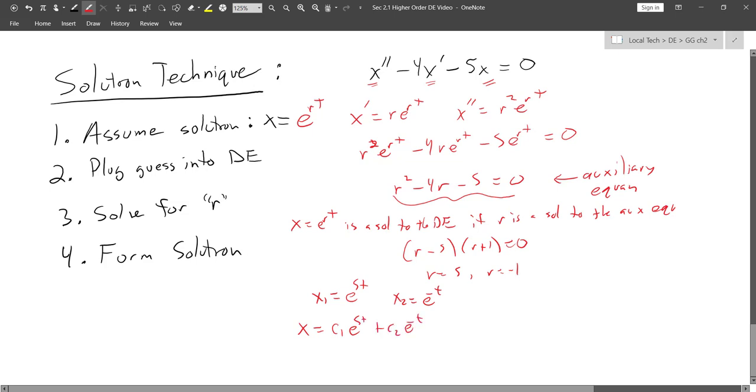So once I find x1, x2, I know my general solution is any linear combination of x1 and x2. And so my steps are: assume the solution has the form x equals e to the rt, plug that guess into the differential equation to generate my auxiliary equation. Step 3 is to solve that for r, and then I can form my final solution.